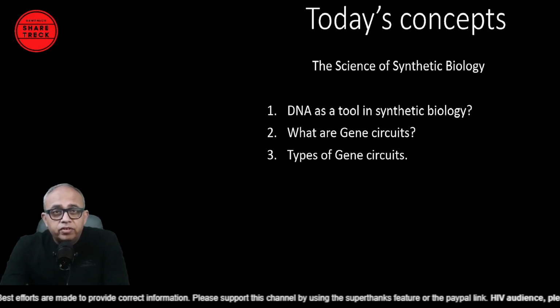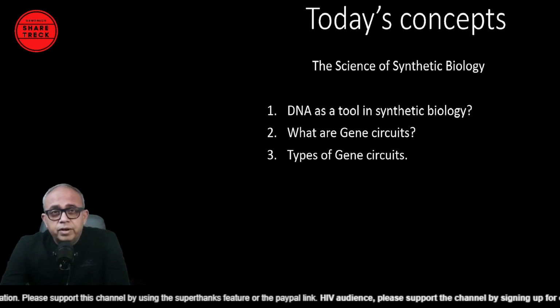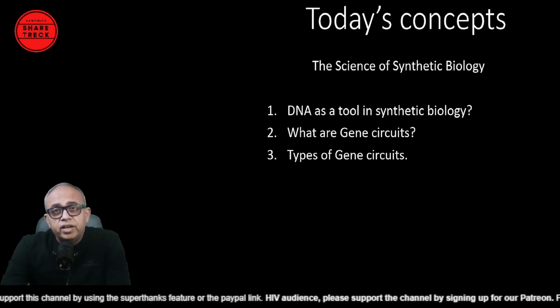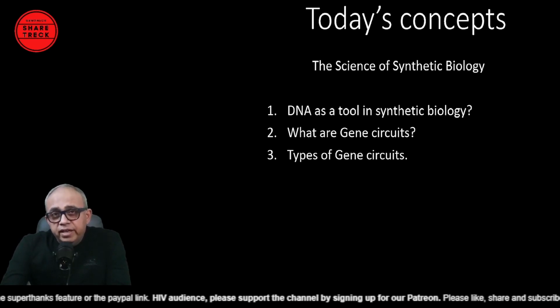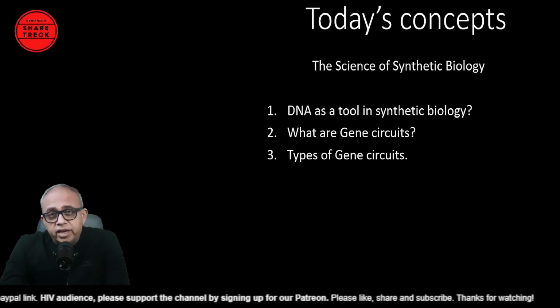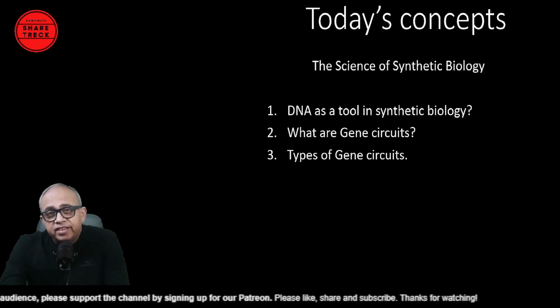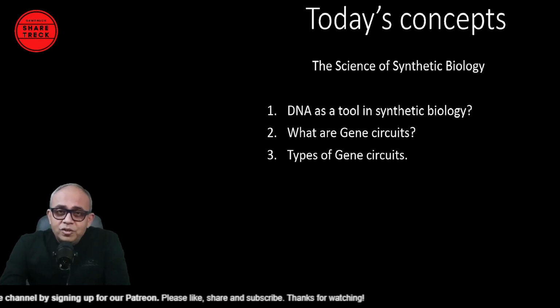One example of a signaling circuit is the quorum sensing system found in many bacteria. Quorum sensing is a process by which bacteria can sense the density of their population and adjust their behavior accordingly. Bacteria release small signaling molecules called autoinducers into their environment. As the population density of the bacteria increases, the concentration of autoinducer also increases.